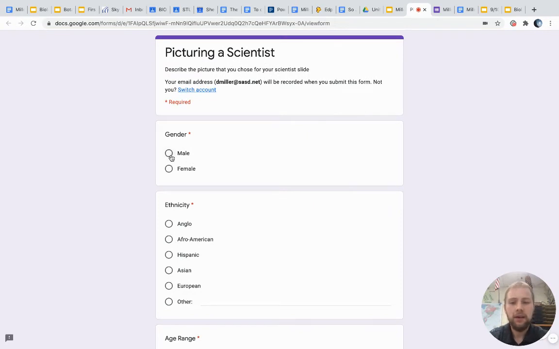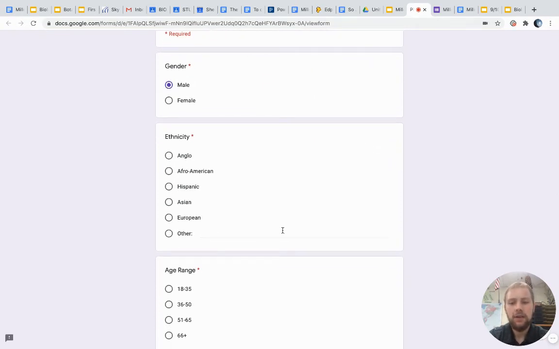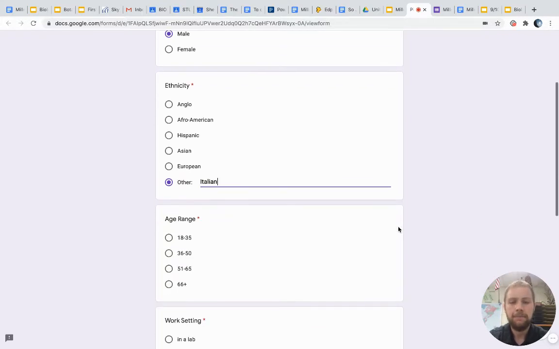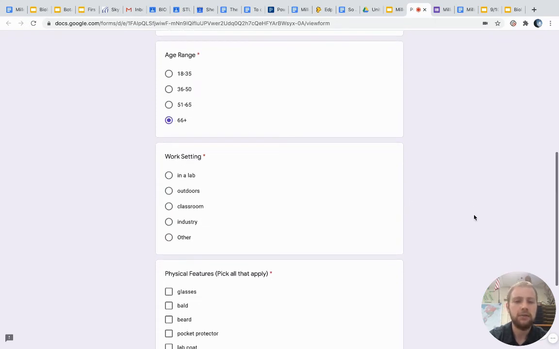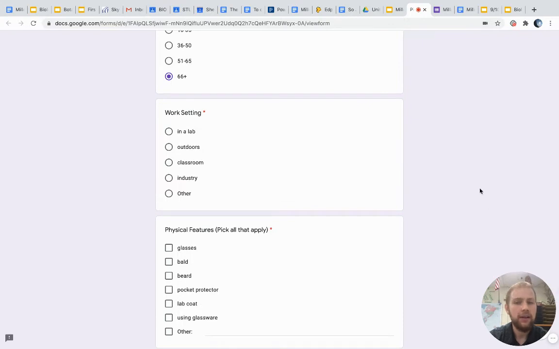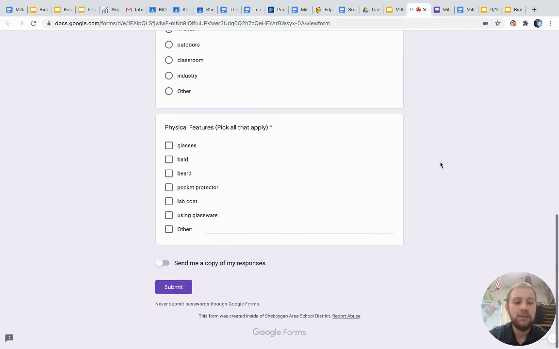So essentially, Galileo was a male. His ethnicity, well, he was Italian, so I could say European, but I'm going to be specific and put Italian, as you may have guessed from his name. Age range, I'm just going to take a guess here. I think he was older than 66 when this picture was taken. Work setting, well, back then, a scientist could have been working in just an office, like their study of a house. But I'm going to say he worked in a lab because laboratories existed back then to some degree.